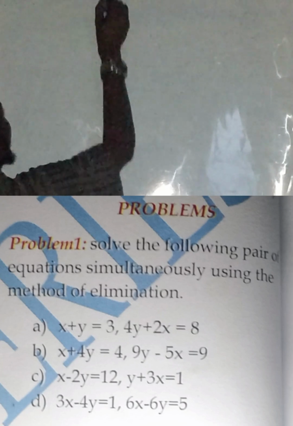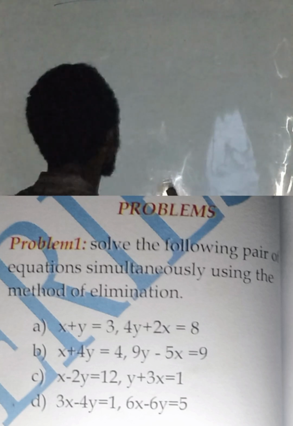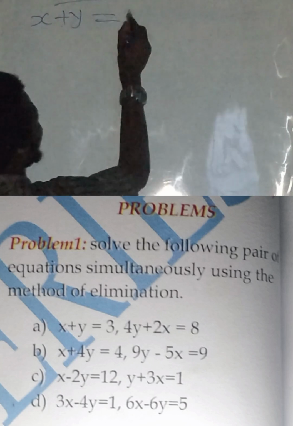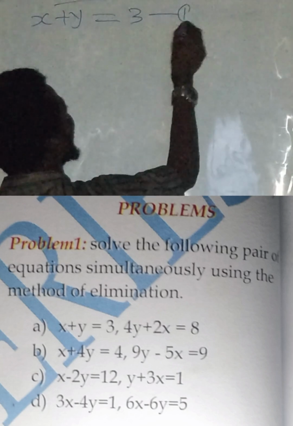Let's go. Solve the following pair of simultaneous equations using the elimination method. The first one: x plus y equals 3. I will call this one equation 1.